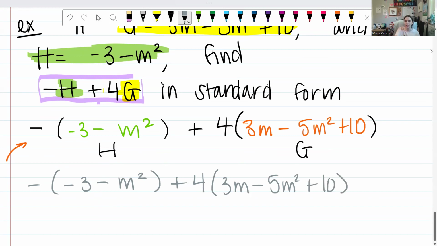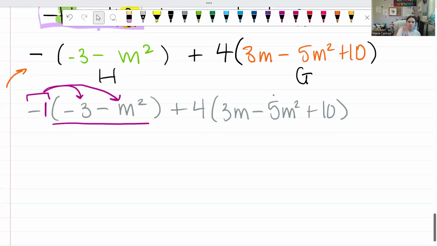Now we can simplify this a little bit more. So I like to work from left to right here, especially because there's nothing really like being squared or anything like that that comes first. So I notice we have this negative 1 in front of our first binomial. So I'm going to take this negative 1 and I'm going to distribute it to negative 3 and to negative m squared. So when I distribute, I multiply. We have negative 1 times negative 3, which is positive 3. And then I have negative 1.